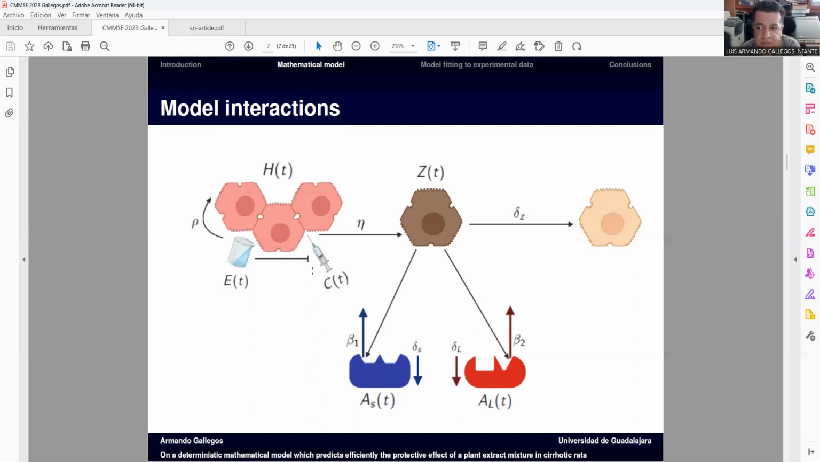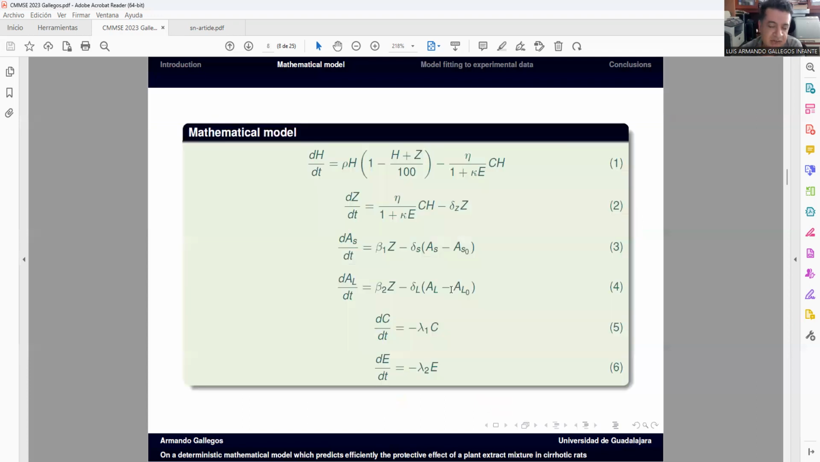And the biology group induced cirrhosis by means of tetrachloride. And the idea is to protect from the damage with the extract made of plants. Of course, this experiment was modeled with the following mathematical expression.